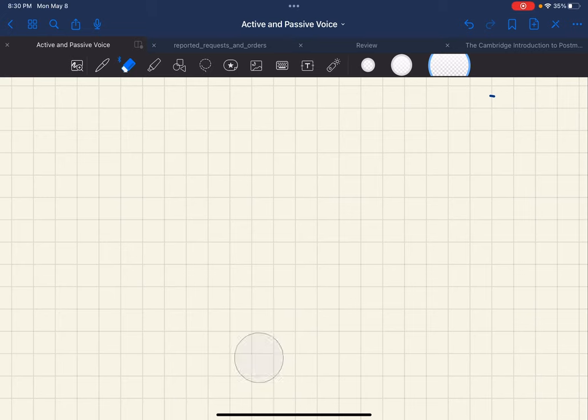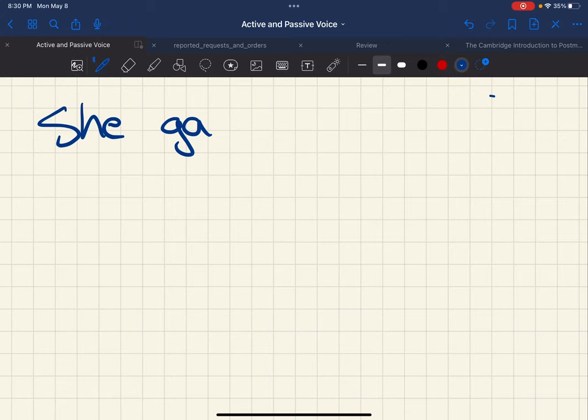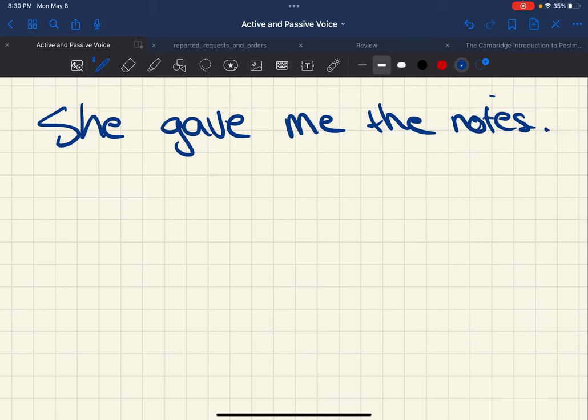Just to clarify another type of object, we have the indirect object. Now, we can use this sentence: she gave me the notes. Now, in a sentence like this, again, we try to find the direct object. This is not about passive for the time being. This is just to identify another type of object, which is called the indirect object.